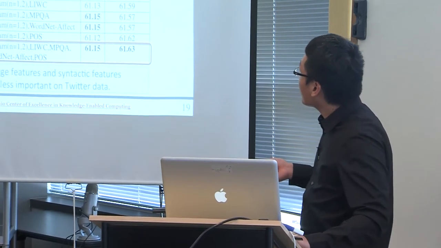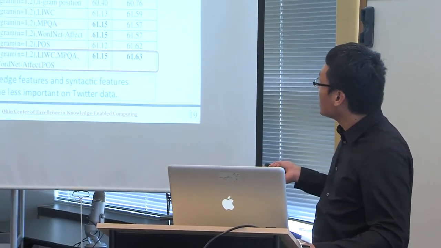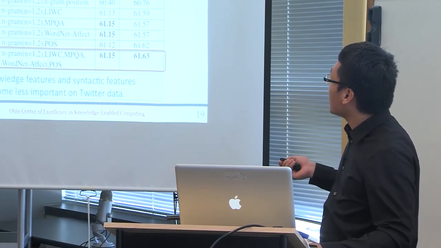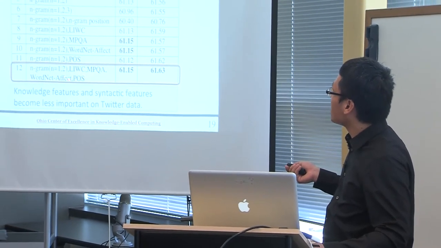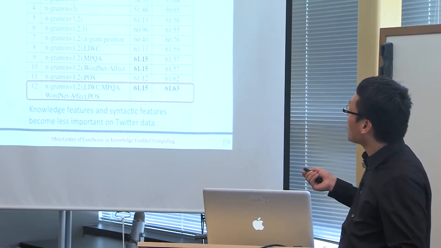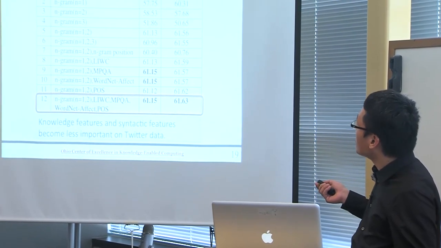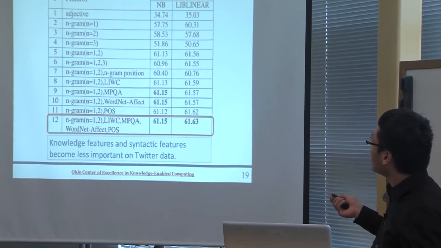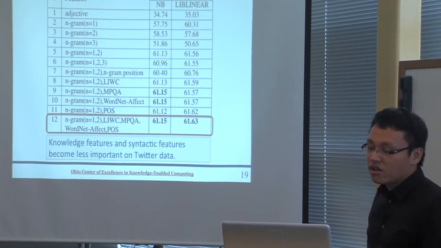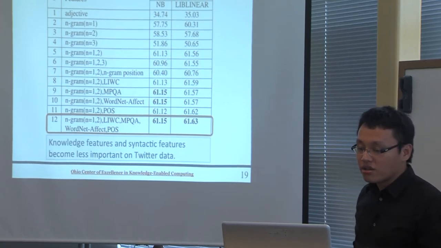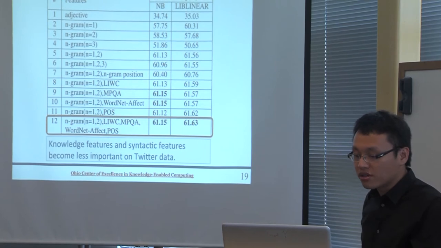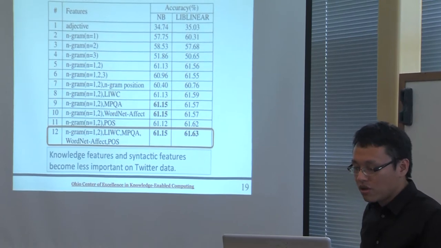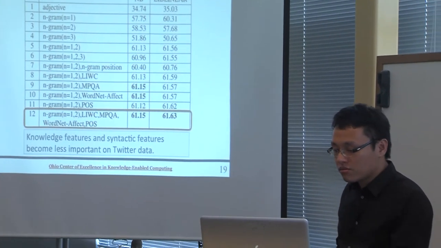If you look at row number 5 and row number 12, the difference is that I add the knowledge-based features and part of speech features on top of row 5. You can see the performance increment for naive Bayes is from 61.13 to 61.15. So the increment is limited. That is why I say it becomes less important. Right, I noticed the difference, but why do you believe that it's happening? What's the reason they are not helping?